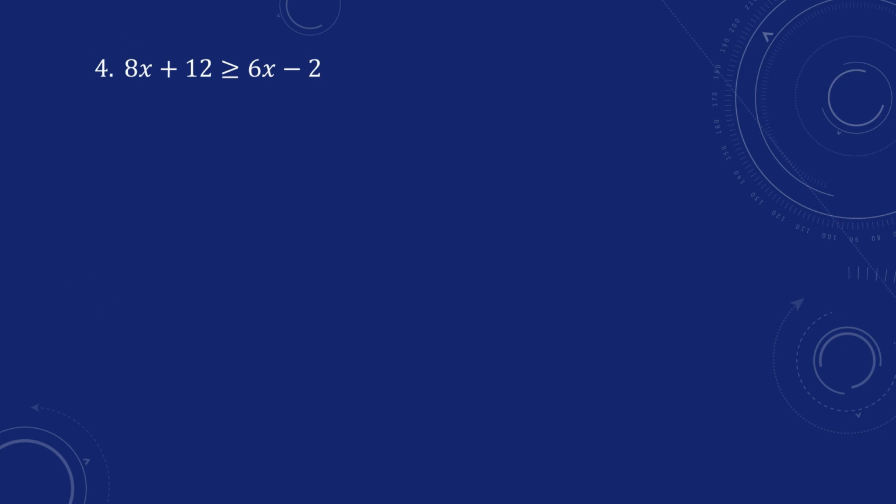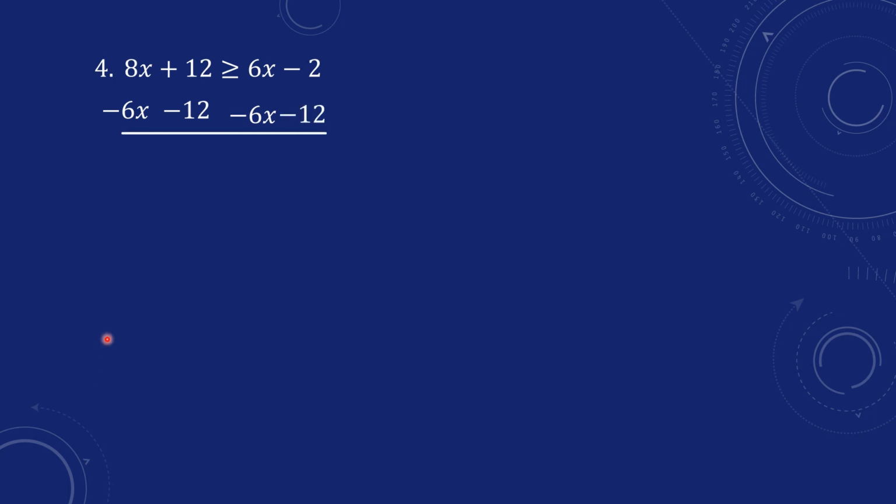Example number 4. 8x plus 12 is greater than or equal to 6x minus 2. In this inequality, there are x terms on both sides. We want x to be on one side only. We can do this by using inverse operations. We are going to subtract 6x from both sides of the inequality, and we are also going to subtract 12 from both sides of the inequality. So minus 6x, minus 6x, minus 12, minus 12.